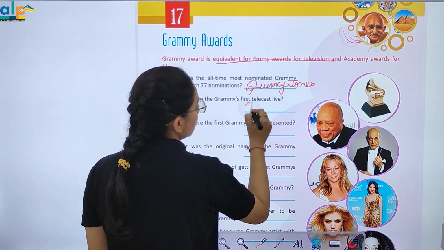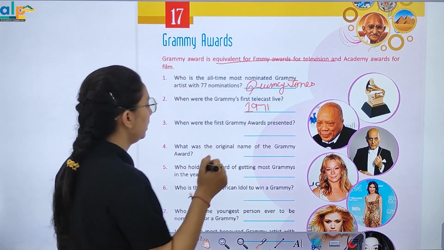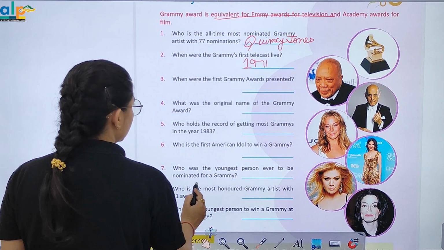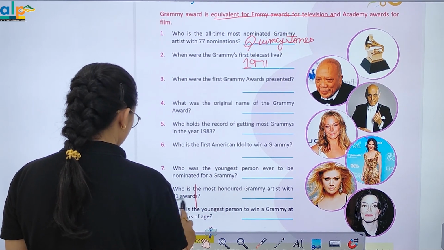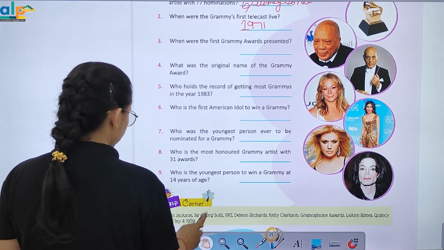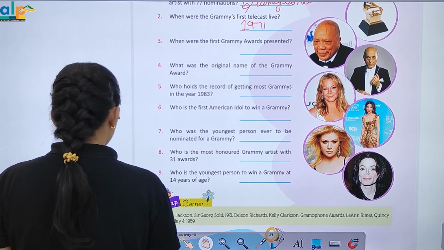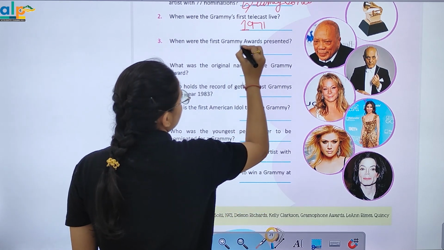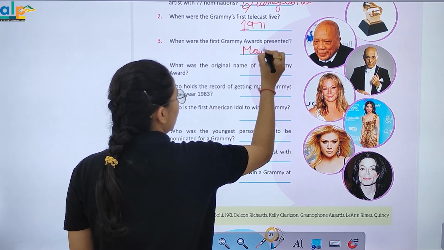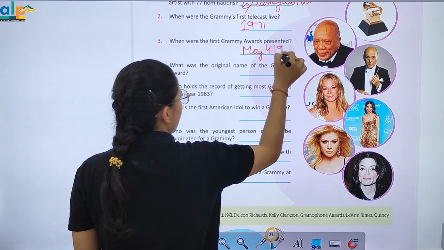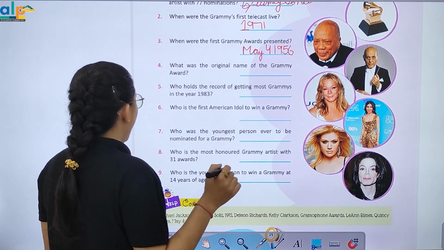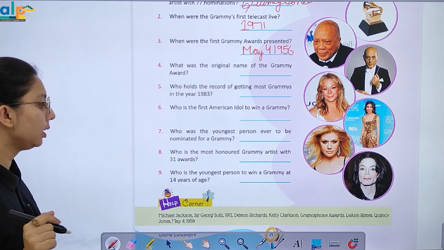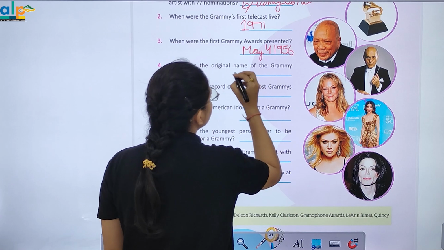When was the first telecast live? 1971. When was the first Grammy Award presented? कब हुआ था Grammy Award? May 4, 1956. What was the original name of Grammy Award? That is Gramophone Award.